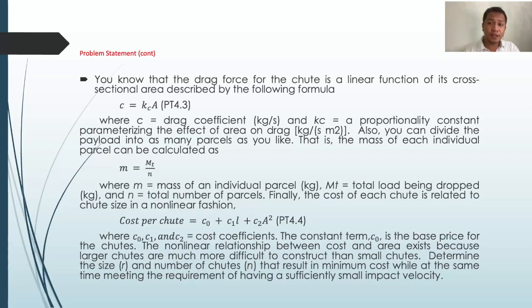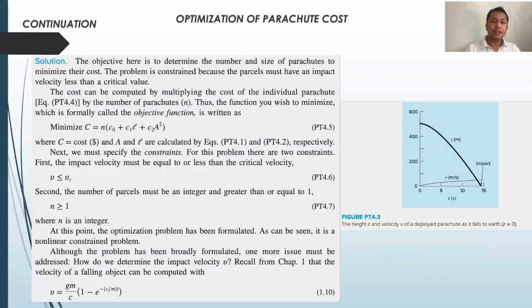And the question is, determine the size R and the number of chutes N that result in a minimum cost while at the same time meeting the requirement of having a sufficiently small impact velocity. So this is the solution. The object here is to determine the number and size of parachutes to minimize their cost, and the problem is constrained because the parcel must have an impact velocity less than the critical value.